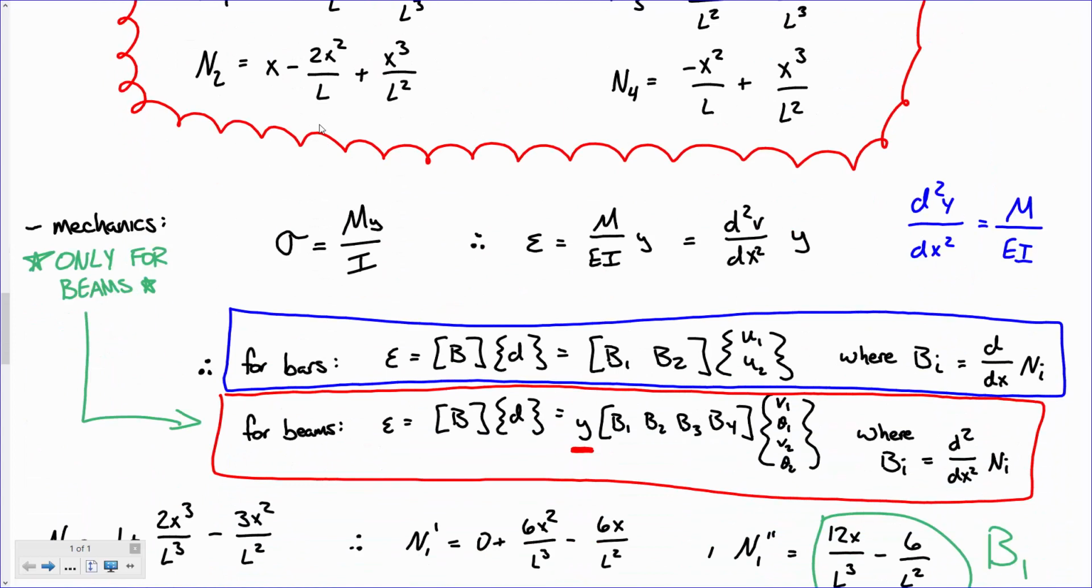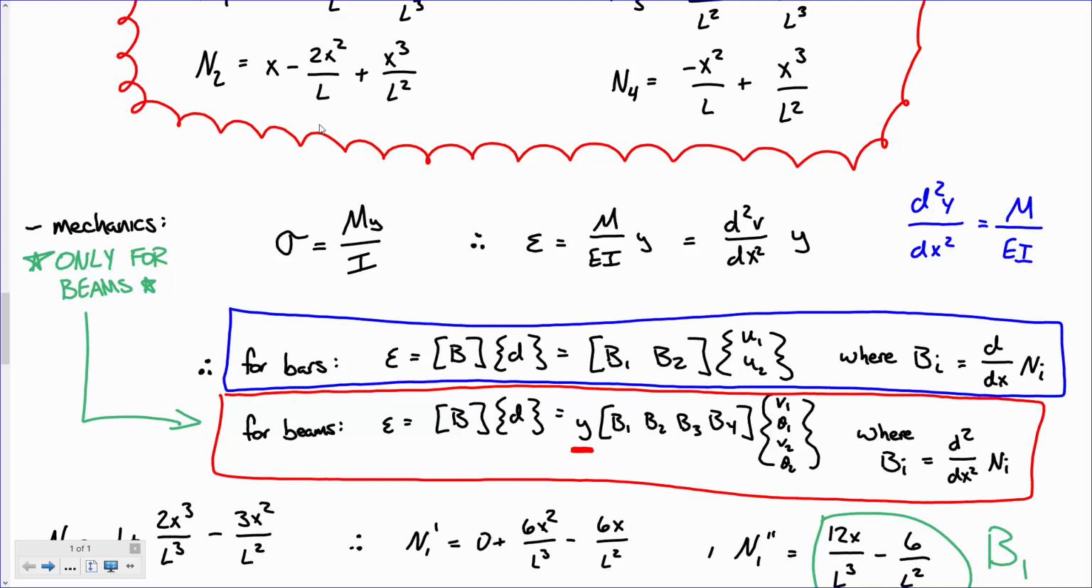Now, one of the interesting things to point out, and this is going to be important on your homework, is the difference between bar mechanics and beam mechanics. When we were transitioning from an N matrix to a B matrix, two things were true. Number one, this little y term stuck out because what we were dealing with was sigma equals My over I. The stress varies over the depth of the beam, so the strain varies as well. So we have this y term left out.